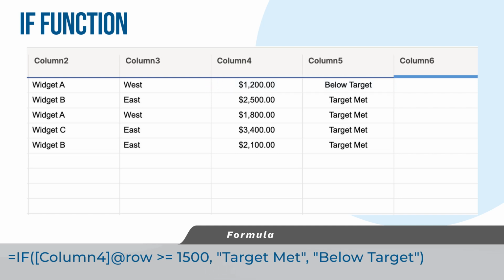First, identify the range of cells that contains the data you're interested in. In our example, this would be the sales column, where each cell contains the sales figure for a specific product. Now we want to define the condition.